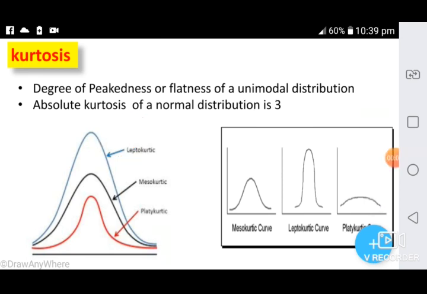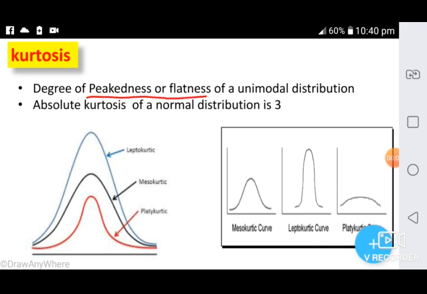Then platykurtic. Here kurtosis is less than 3. Distribution is shorter than the normal distribution. Peak is shorter than the normal curve. So kurtosis means degree of peakedness or flatness of a unimodal distribution.